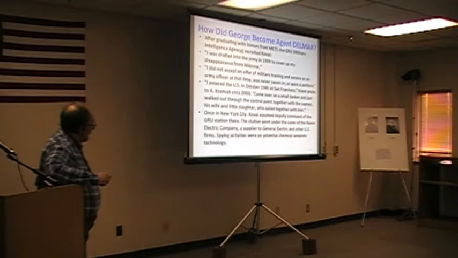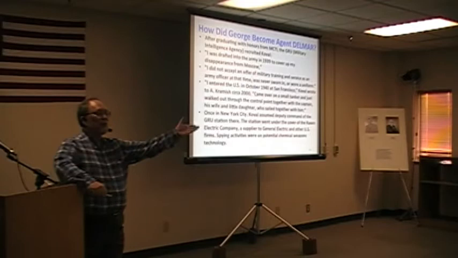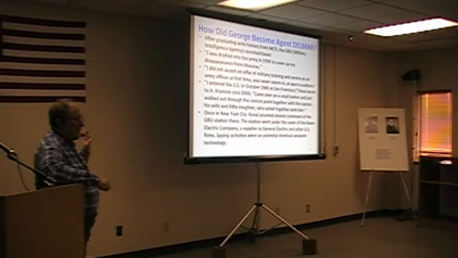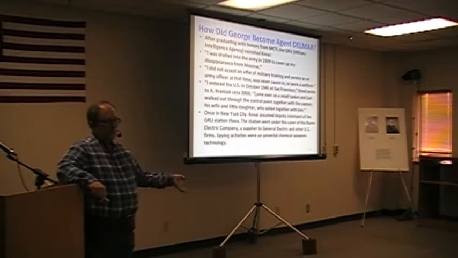So what George did, in 1940, he came on a small tanker into the port of San Francisco. He walked through the control point with the captain, his wife, and little daughter, but there were no real customs. He was in the United States. He traveled across the country. You know, this was before the United States was in World War II. You buy a train ticket and you just go where you want, as long as you had some money.